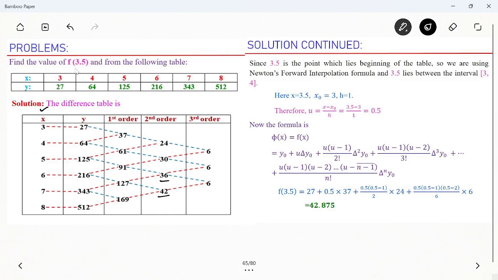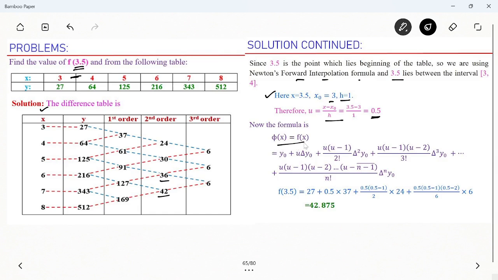Now we have to find out f(3.5). So 3.5 lies at the front side of the table. Since 3.5 is a point which lies at the beginning of the table, we are using Newton's forward interpolation formula, and 3.5 lies between the interval 3 and 5. Hence, here we take x equals 3.5. So x0 equals 3 and h equals 1. Therefore, we calculate u equals (x minus x0) by h. So then this is 0.5.